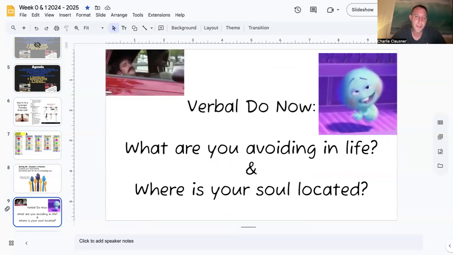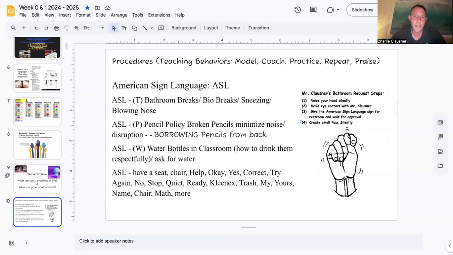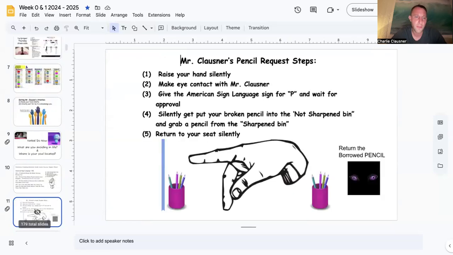So our do nows are just really to get them talking, get them thinking about their lives. Again, American Sign Language. I know enough sign by now, and I've worked with deaf students in the past, and it's really helpful to create a way to communicate. And I also love sign language; it's beautiful.